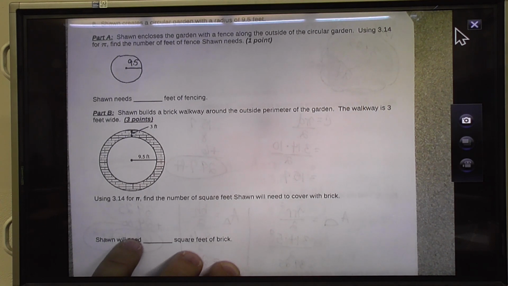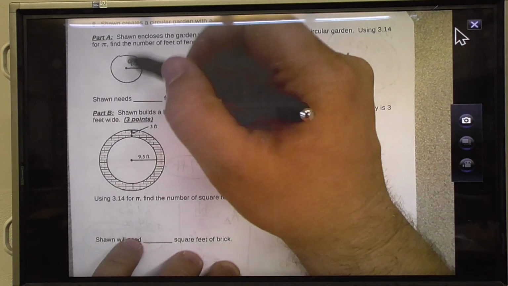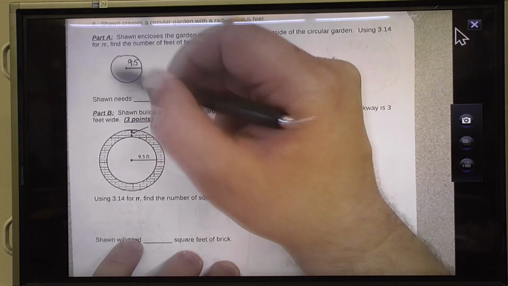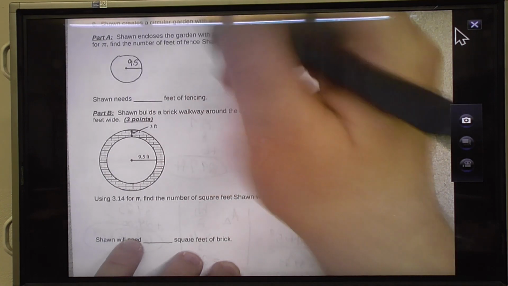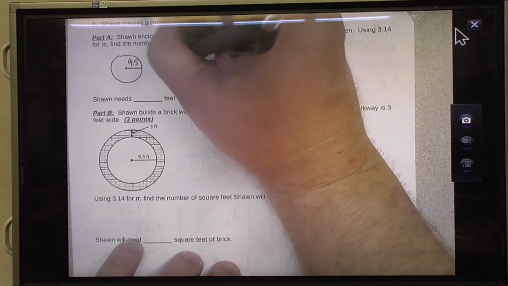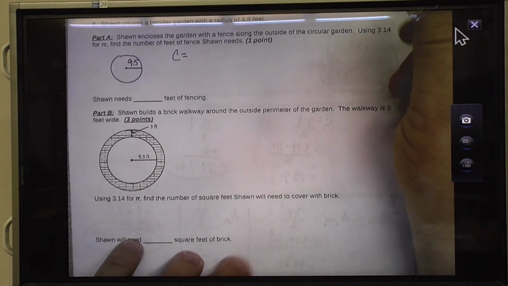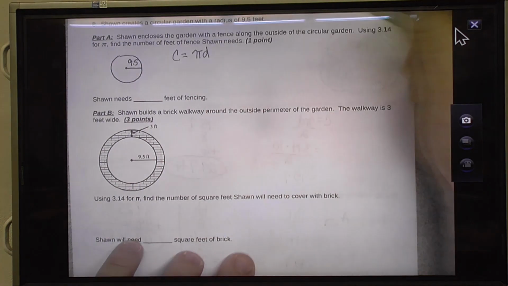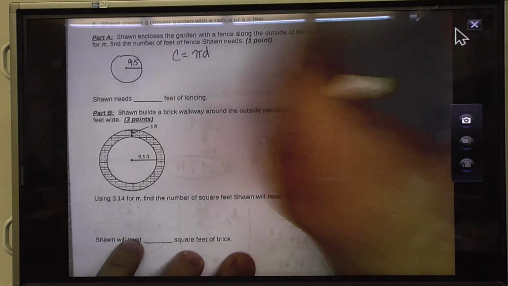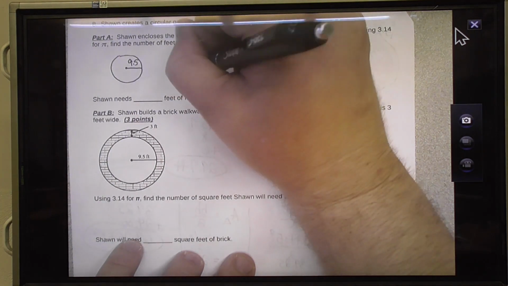Part A says Sean encloses the garden with a fence. Where's this fence going to go? Is it going to go on the inside of the circle? Around the outside of the circle, right? So what is that called? Circumference. So we need to find the circumference around his circle. Circumference is equal to pi times the diameter. It says use 3.14 for pi. No problem.